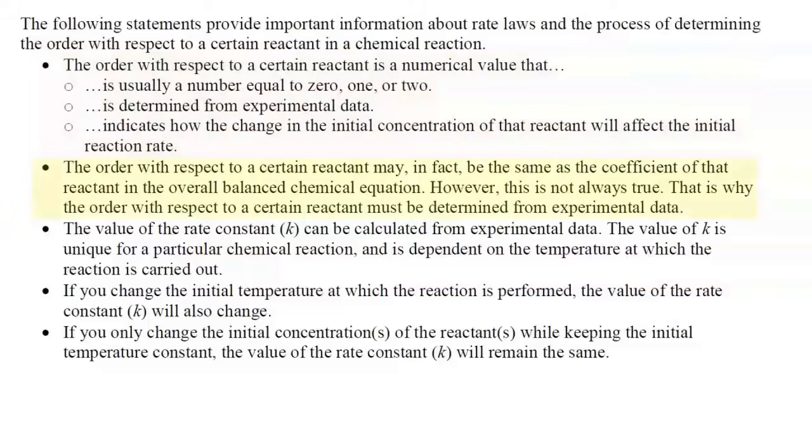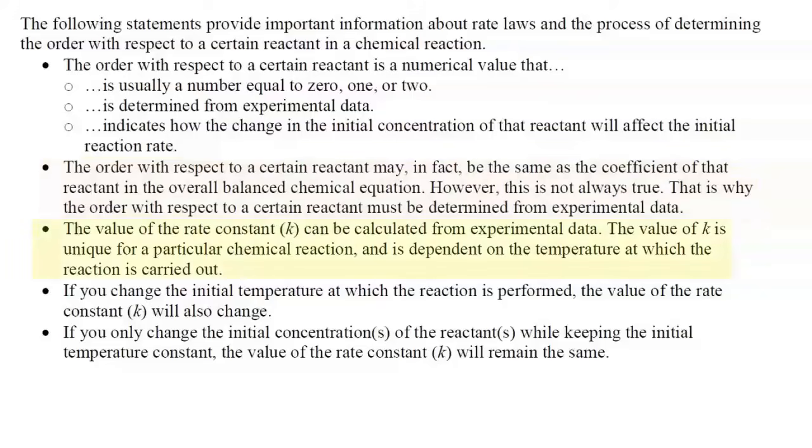The order with respect to a certain reactant may, in fact, be the same as the coefficient of that reactant in the overall balanced chemical equation. However, this is not always true. That is why the order with respect to a certain reactant must be determined from experimental data.